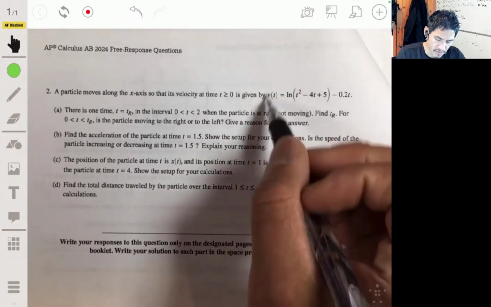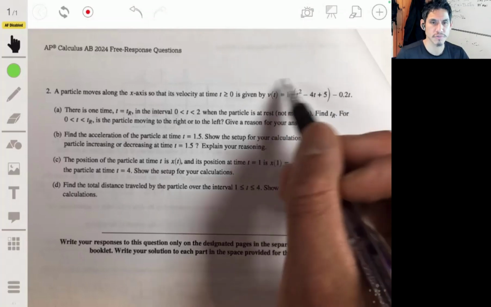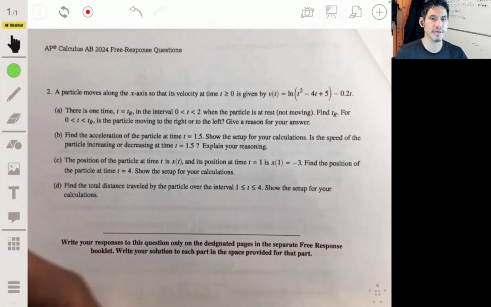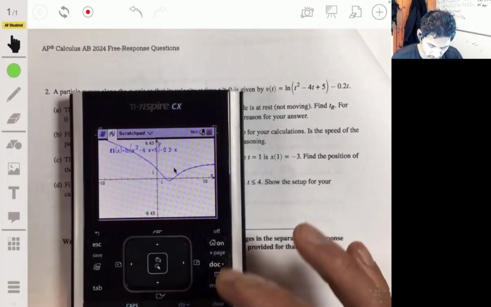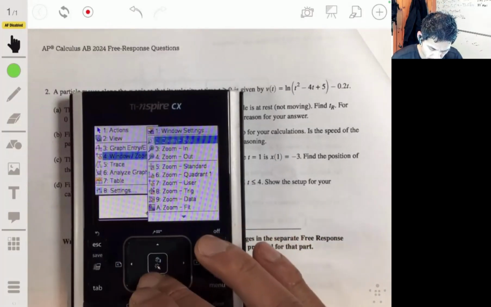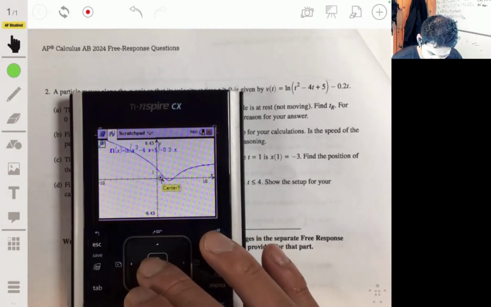So we can just graph this because we are allowed a graphing calculator on this problem. Let's graph this, and we want to see when the velocity is 0 and see what's going on, see if it's positive or negative before and positive or negative after. So we essentially want to have the intercepts. And here we go. I already have it done. Let's zoom in, get a closer look.